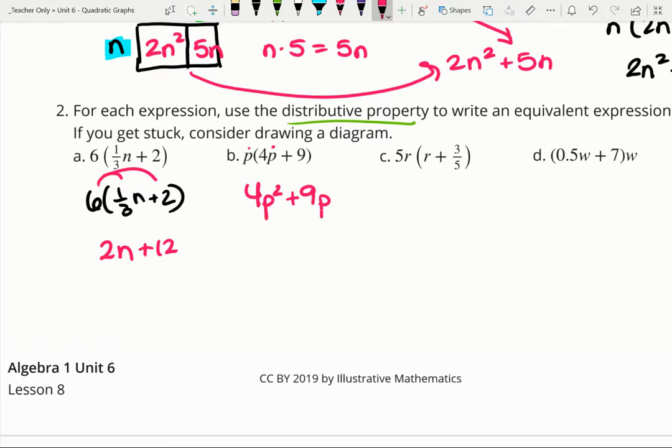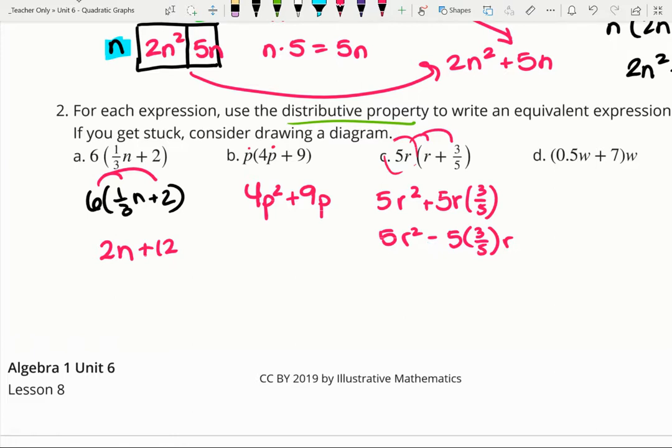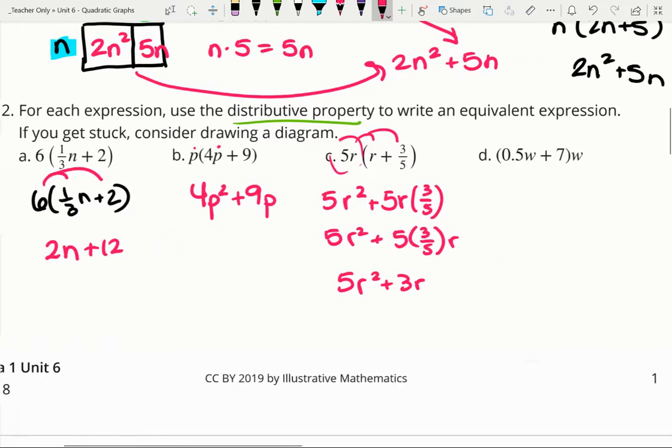In question C, we're actually distributing a 5 and r to both of those. So we get 5r squared. And then when we multiply, this is 5r times 3/5. And thinking about the order of multiplication, we can rewrite this in any order we want. We could do 5 times 3/5 times r. And 5 times 3/5 simplifies to 3. We get 5r squared plus 3r.